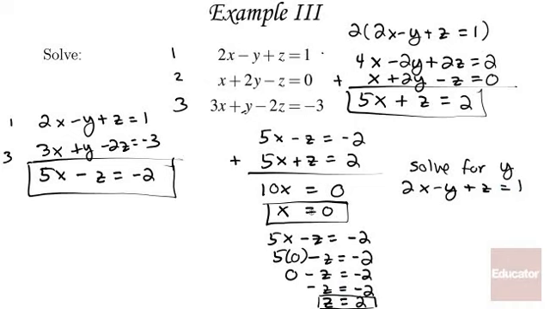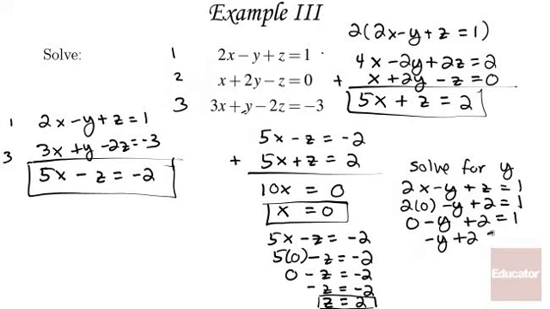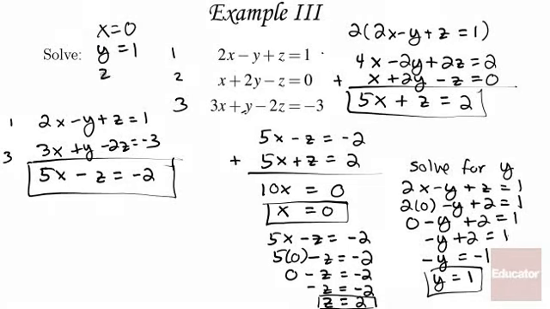Knowing that x equals 0 and z equals 2. Okay, that's 0 minus y plus 2 equals 1, which gives me negative y plus 2 equals 1. Subtract 2 from both sides to get negative y. So if I say 1 minus 2, that's going to give me negative 1. Multiply all of that by negative 1 to give me y equals 1. Okay, so the solutions here are x equals 0, y equals 1, and z equals 2.